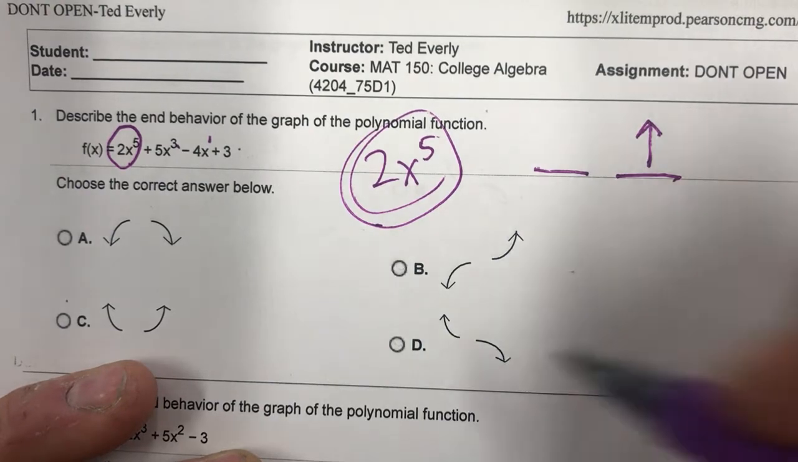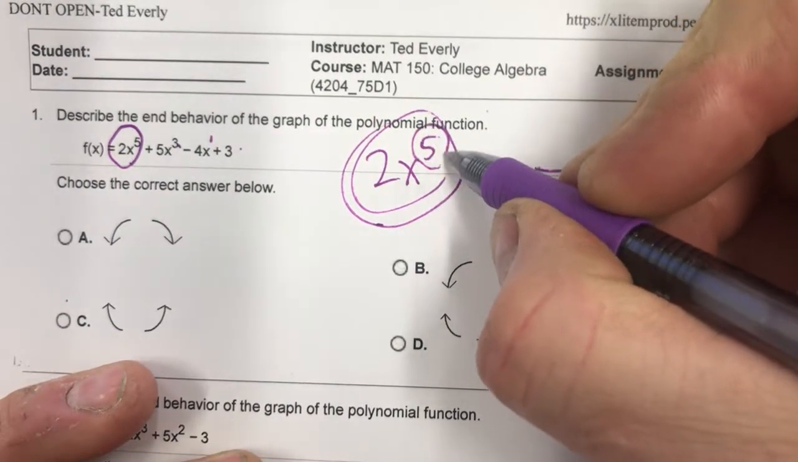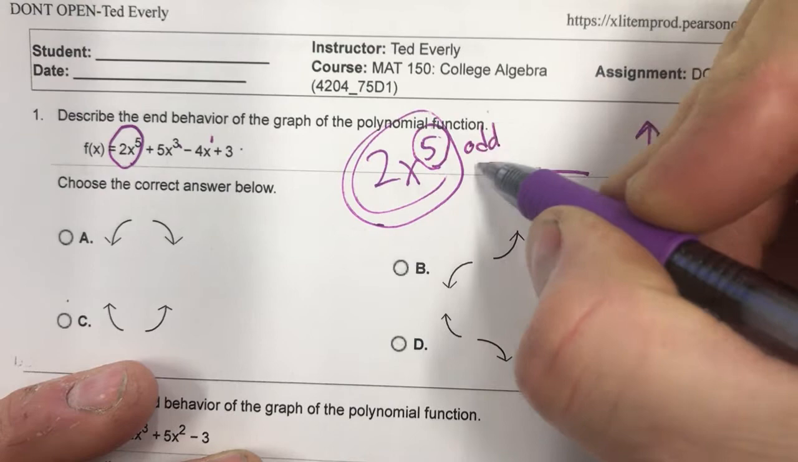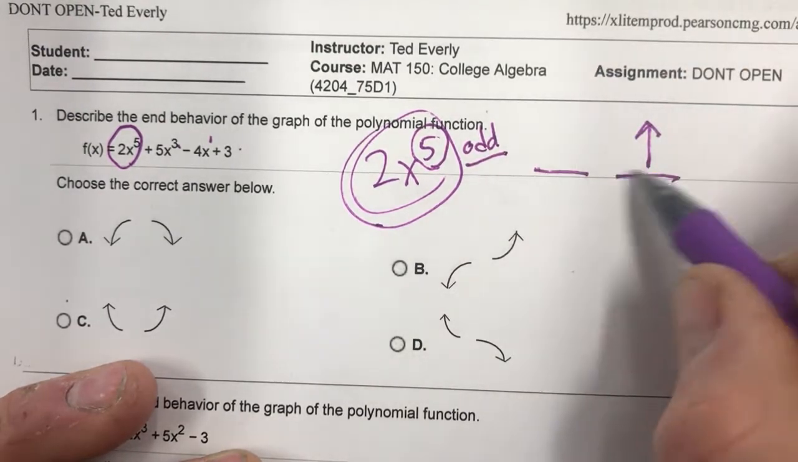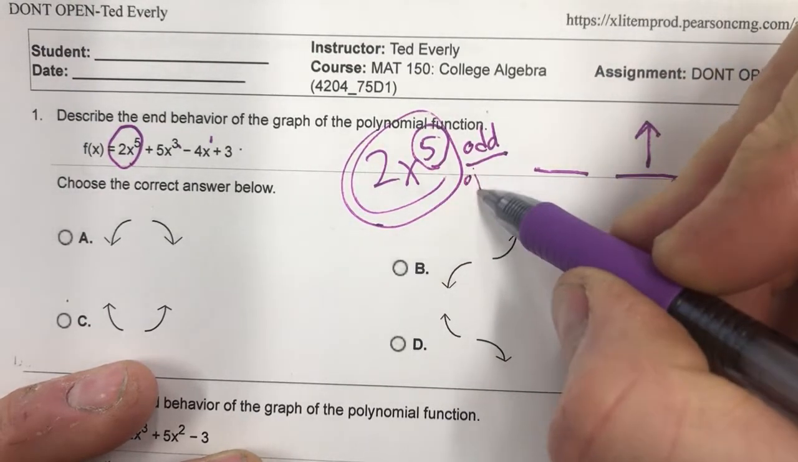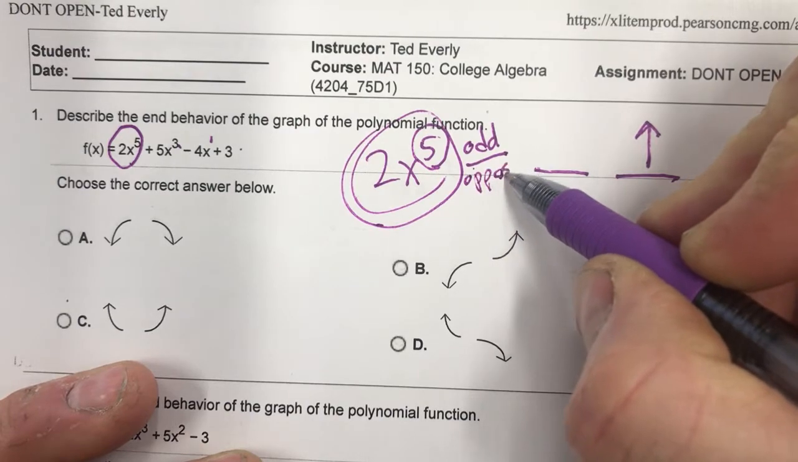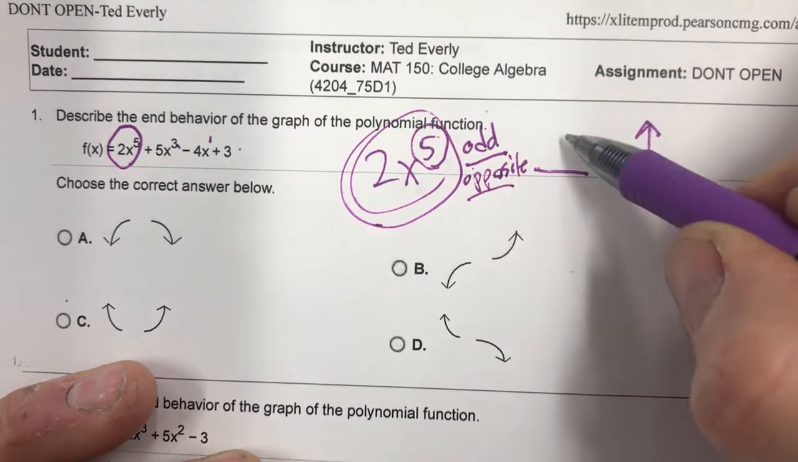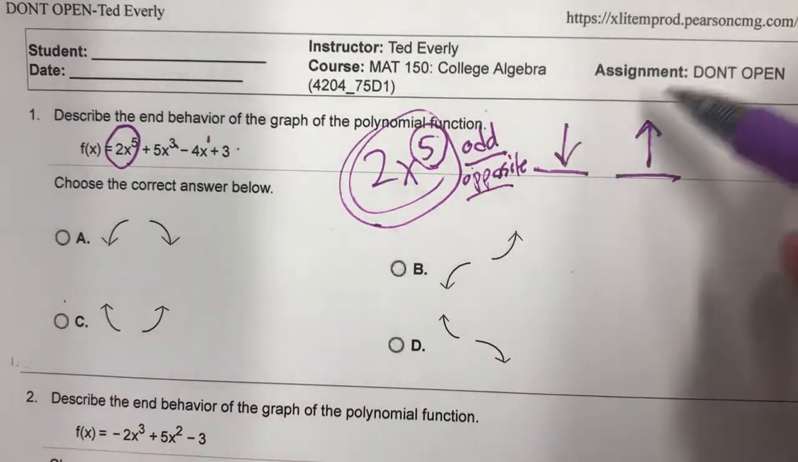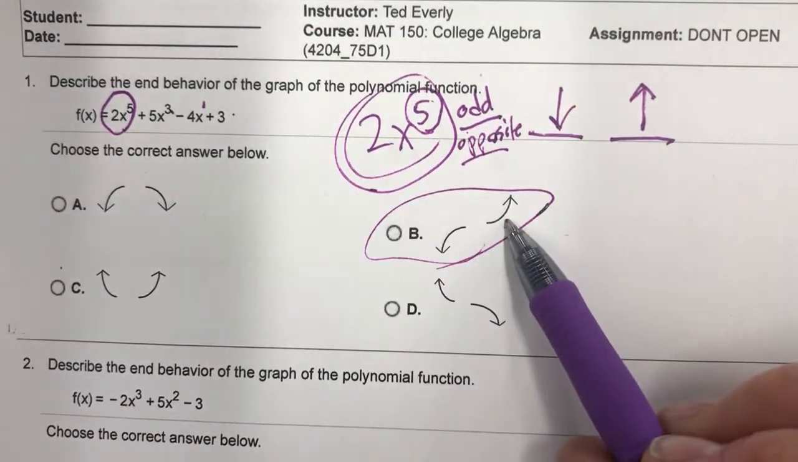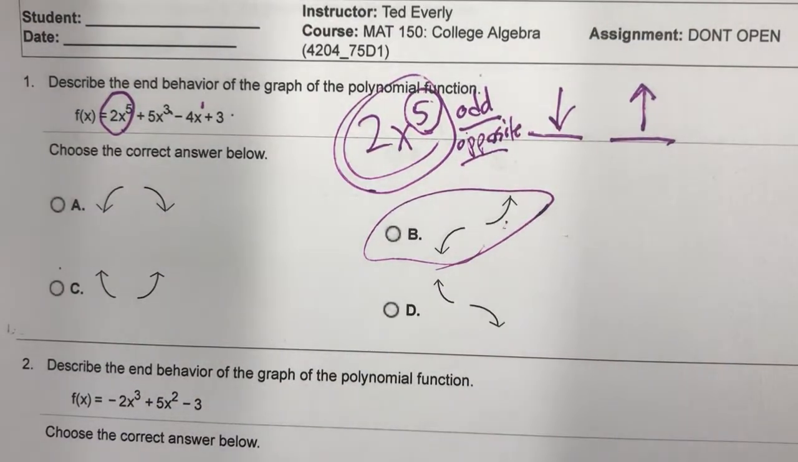And then you look at your power. Since your power is odd, that means these two do opposites. Odd, opposite. So that means this one will go down. So my answer here looks like B. The right side goes up, the left side goes down. And that's how simple it is.